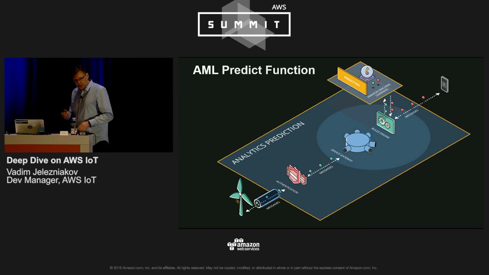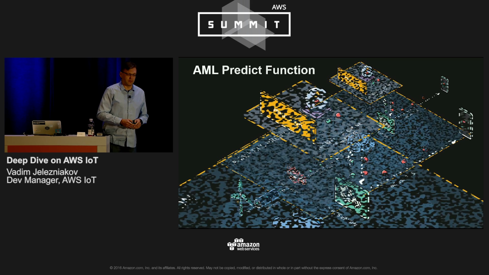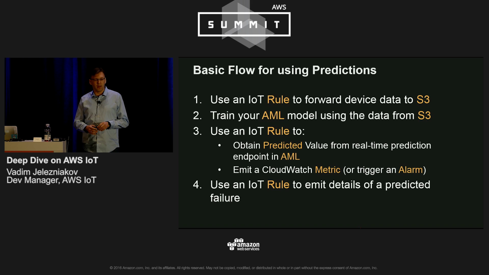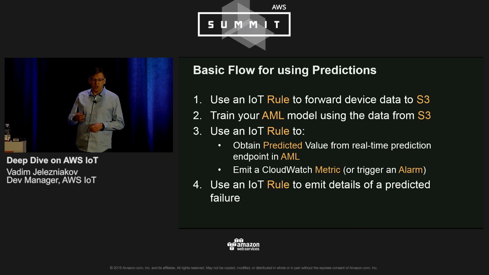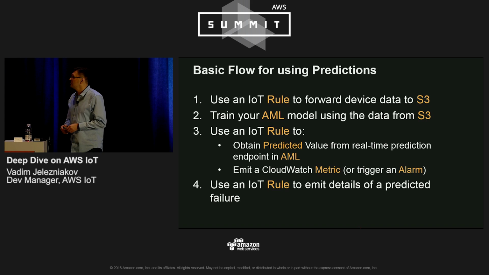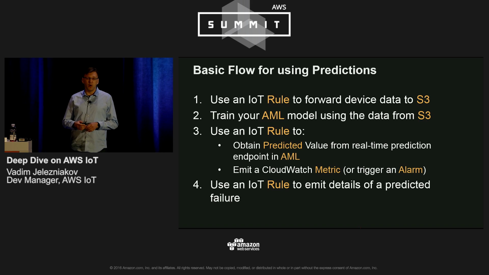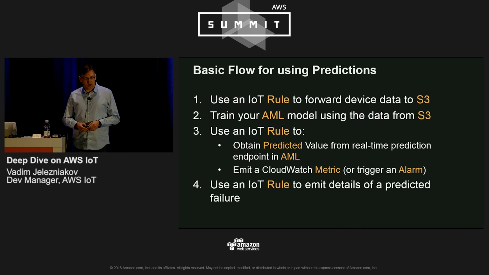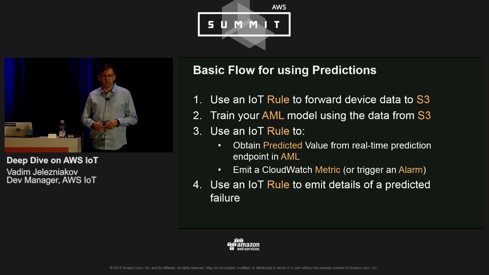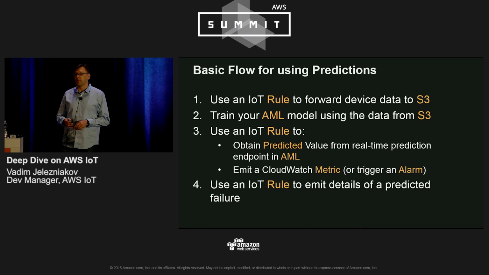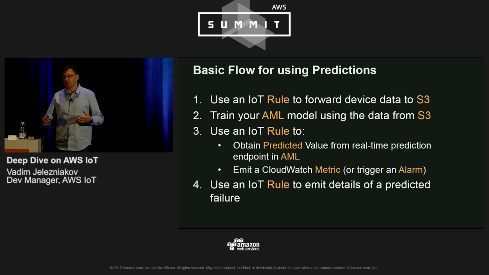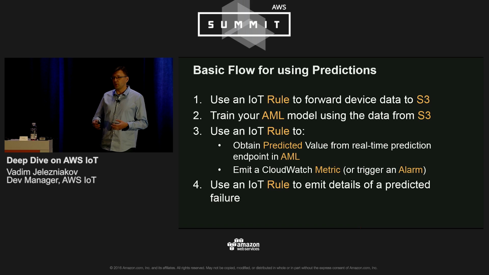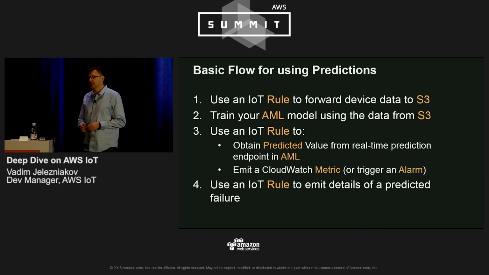Last week, we introduced the Amazon Machine Learning Predict function. The sequence of steps to enable it is very simple. You use an IoT rule to forward device data to S3. Then you train your Amazon Machine Learning model using this training set. Then you use another rule to obtain predicted values from the real-time prediction endpoint in Amazon Machine Learning. And then you can emit, for example, a CloudWatch metric or CloudWatch alarm. And then, using a different rule, you can also emit details of a predicted failure.